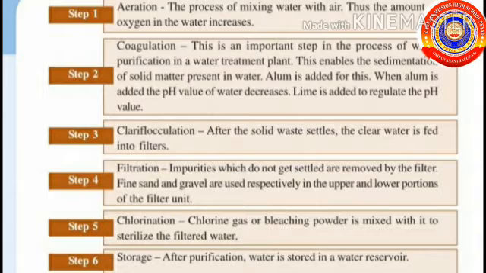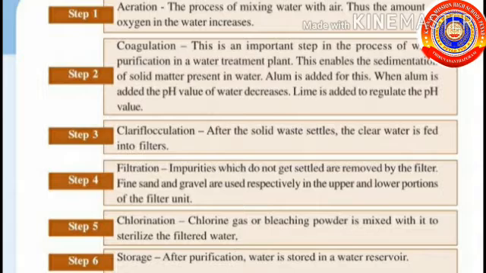First, aeration. In the process of mixing water with air, the amount of oxygen in the water increases. In this step, the air is mixed with water and the amount of oxygen increases in the water.